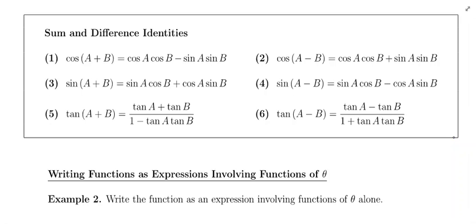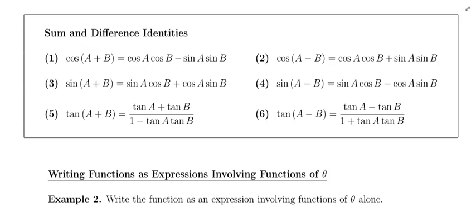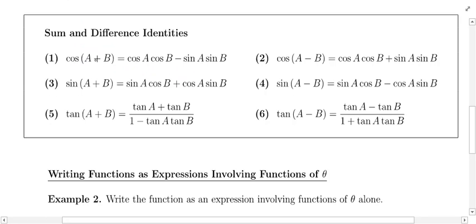Remember what that means. You have two angles A and B. You are adding the angles first, and then you're taking the cosine of that new angle. Again, it is incorrect to say that this is the cosine of A plus the cosine of B. What is correct is what's on the right side of the equal sign. The cosine of the quantity A plus B is equal to the cosine of A times the cosine of B minus the sine of A times the sine of B. So that's the first formula. This is the sum identity for cosine.